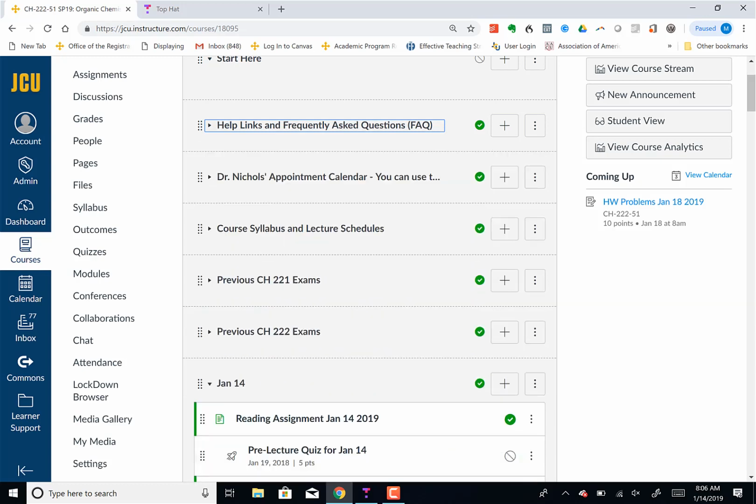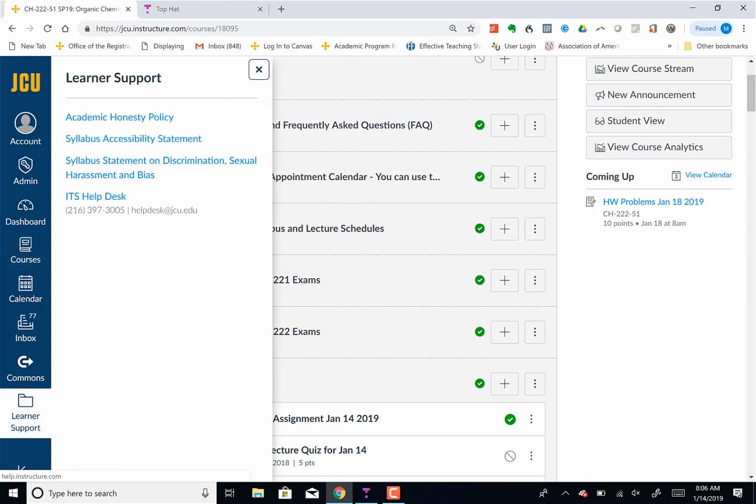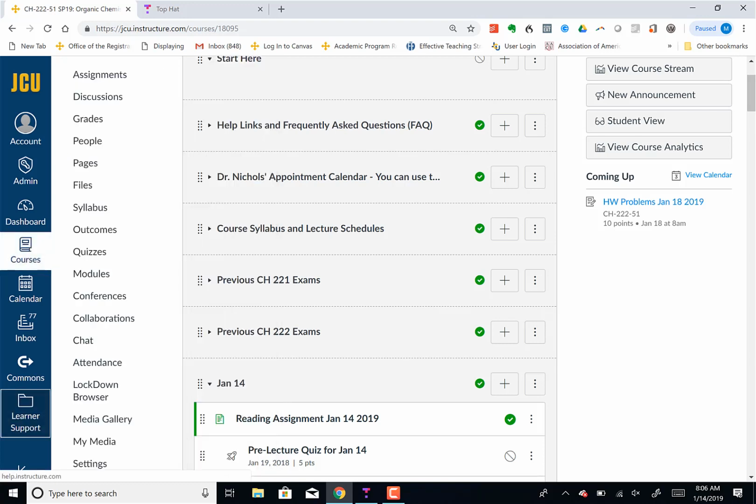Also, down here in the learner support button that everybody has, you find the syllabus accessibility statement and the syllabus statement on bias. You also have the link to the help desk, which has always been there, but people don't always know that it's there. Then I have other help if you need it, including the link to the Top Hat people.